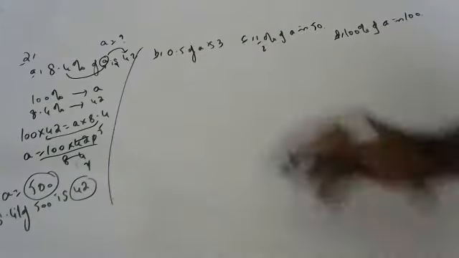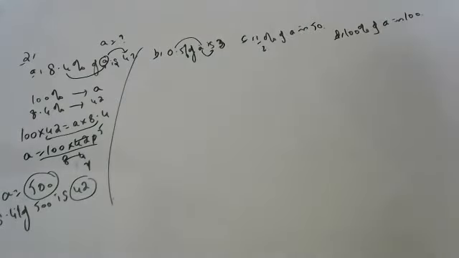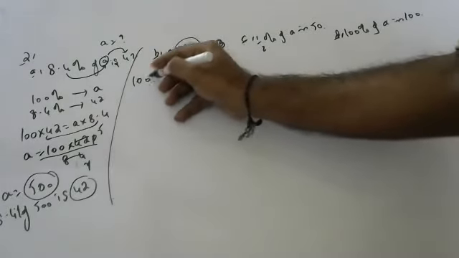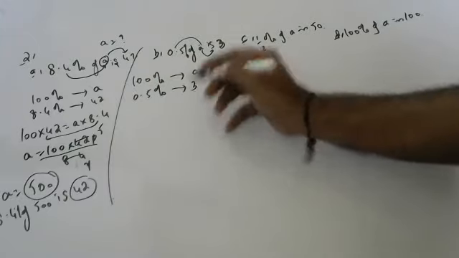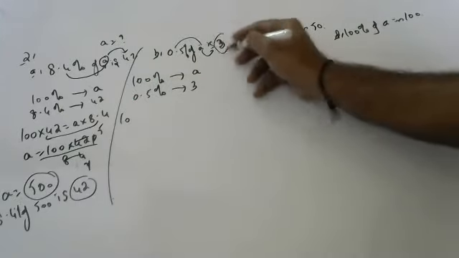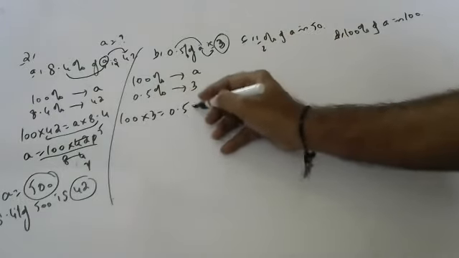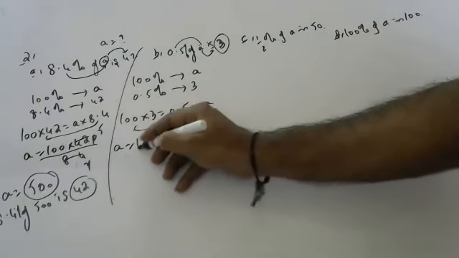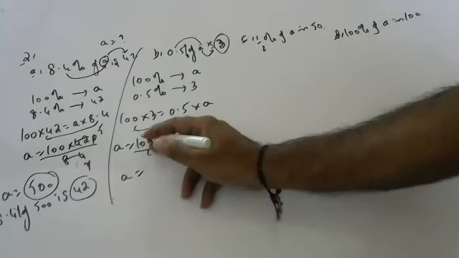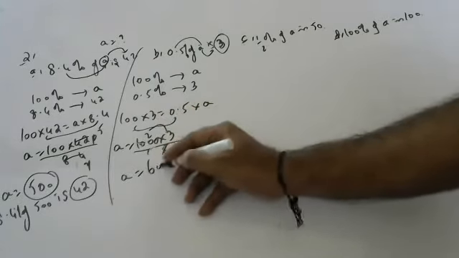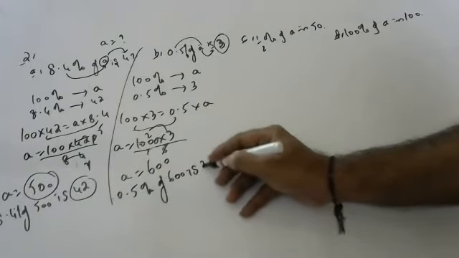Okay. Next, Raghuram, tell me, 0.5% of A is 3. Yes, sir. Sir, 100% is A and 0.5% is just 3. Sir, 100 into 3 is equal to 0.5 into A. Okay. A is equal to 100 into 3 divided by 0.5. Remove this point. 600. So 0.5% of 600 is 3.